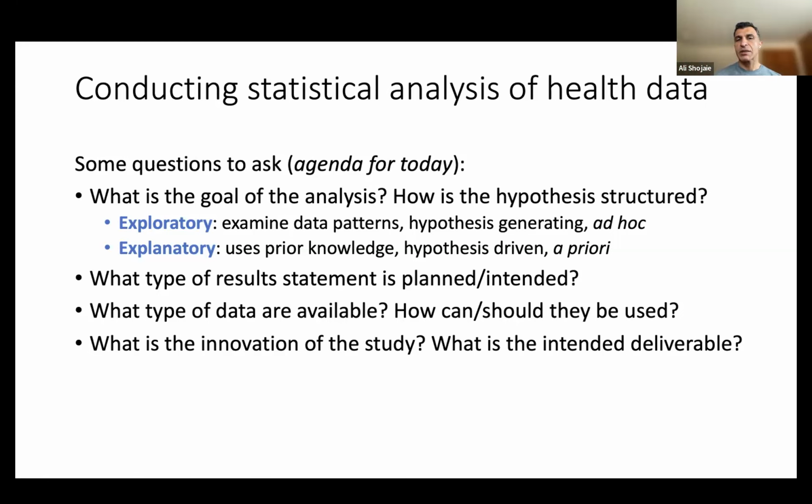What type of results are you planning to have? What types of data are available, and how should you use those data? So what are the data that would help you answer the questions that you have? You start with a scientific question, and then you think about what data would help you answer that question. And obviously throughout, you also need to think about what is new about your study, your hypothesis, your analysis, and what you are going to get out of it. What are the deliverables? I'll try to touch on these throughout, hopefully.